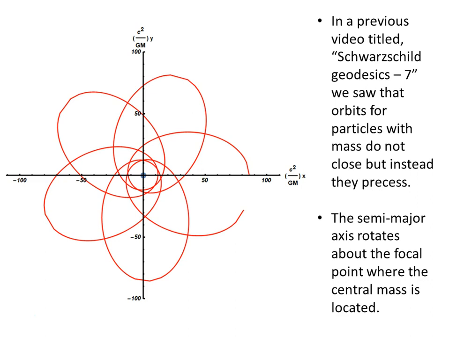So here we go. In a previous video titled Schwarzschild Geodesics 7, we saw that orbits for particles with mass do not close, but instead they precess. And so we see these ellipses here rotating round and so on as we go around. Now the semi-major axis rotates about the focal point where the central mass is located, and you can imagine the semi-axis along this one here, and then you can see the next iteration, the next orbit, it's over here.